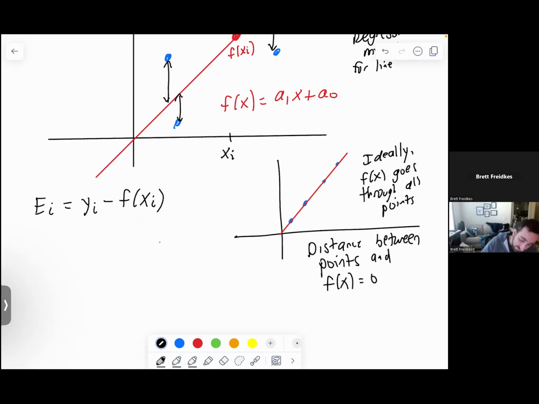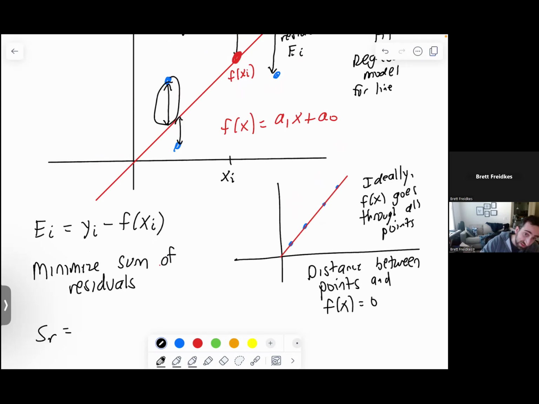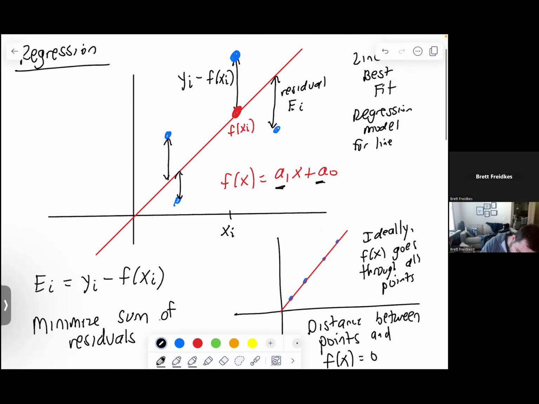Ideally, what we want to do to get our best fit is to minimize the sum of the residuals. So I call that S sub R. And what I'm going to do is I'm going to look at the distance in between every single point and the curve. And remember, this curve we're trying to find is unknown. We don't know what this red curve is. We don't know what a1 and a naught are, because this slope or this line could be anything.